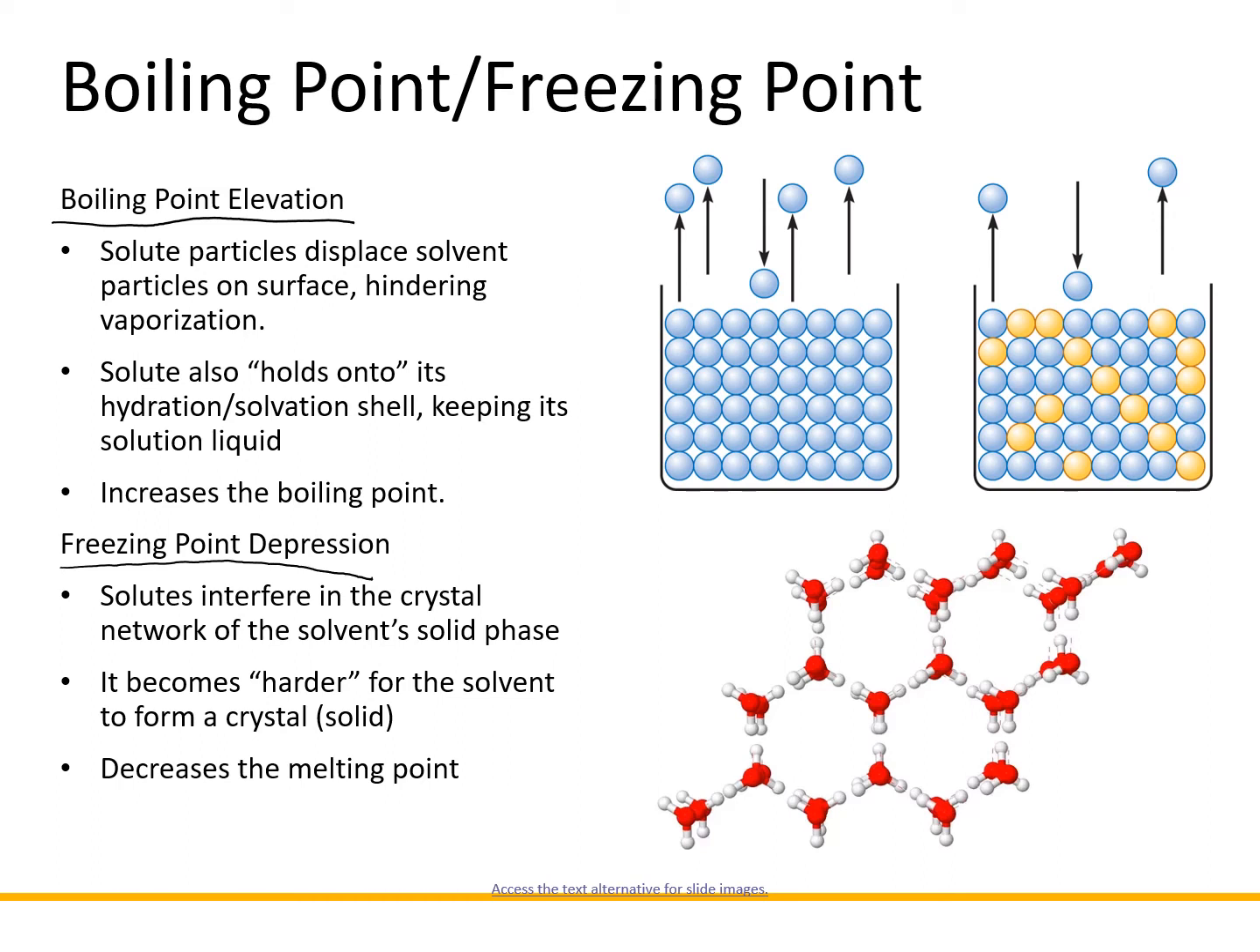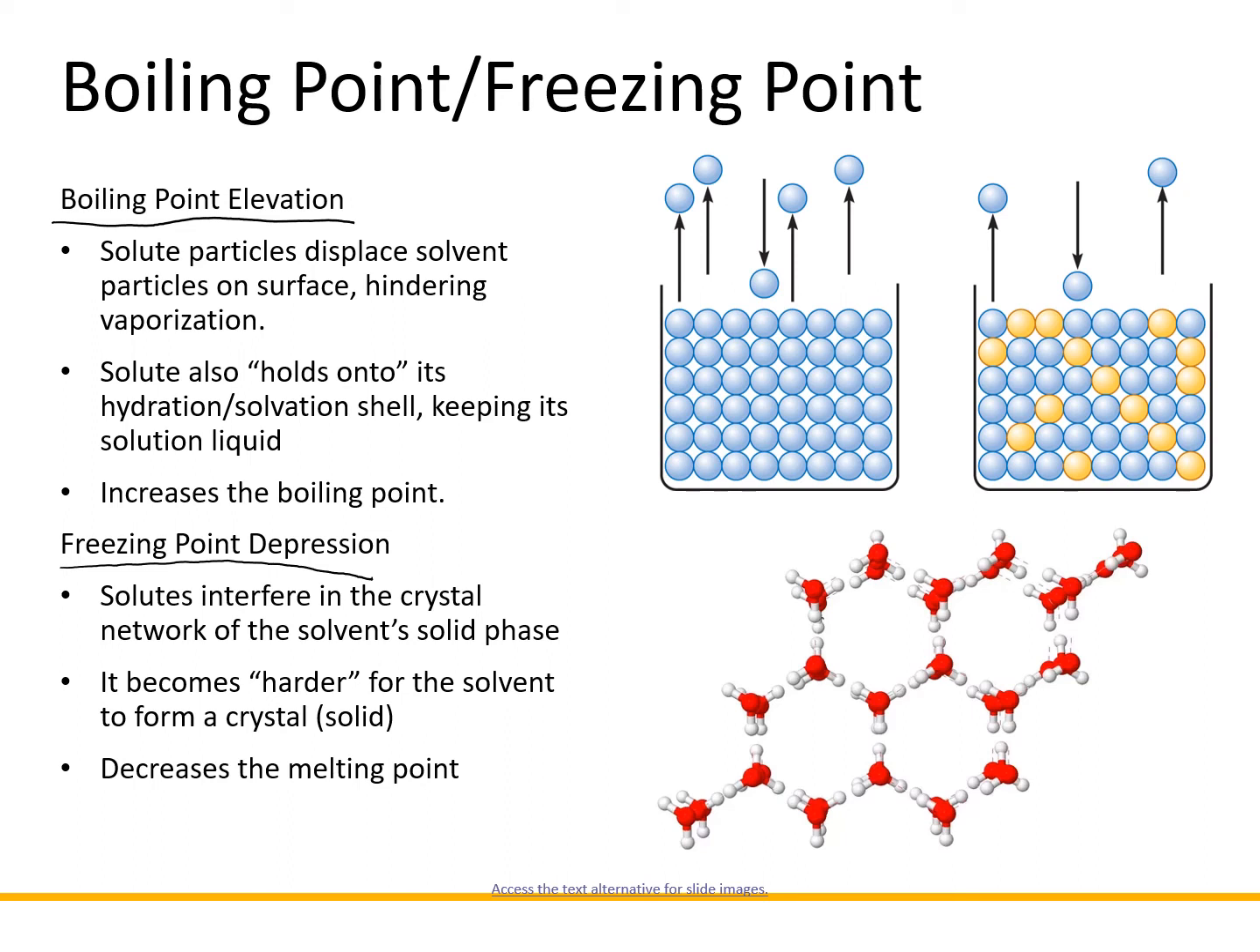Now the opposite happens with the freezing point. Salt water is going to boil at a higher temperature and it's going to freeze at a lower temperature. And the reason why that happens is that the solutes interfere in the crystal network of the solvent's solid phase. You may know that water, ice, forms these very intricate hexagonal networks in the solid phase. They are very beautiful. This is why you get snowflakes, for example.